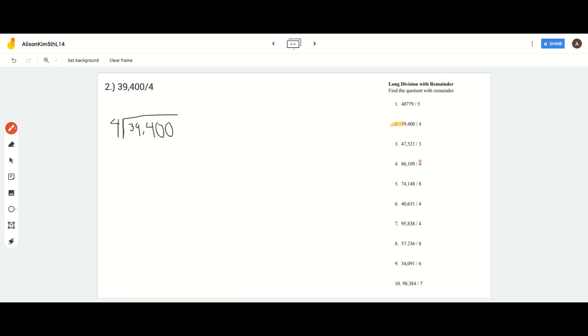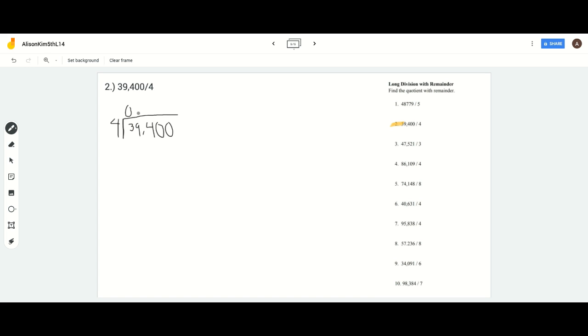Now we're going to go on to long division. We're going to do number 2 together. Number 2 gave us 39,400 divided by 4. So let's divide that out. How many times does 4 go into 3? 0 times, right? It can't go into 3. So we put 0. How many times can 4 go into 39? Well, let's see. 4 times 6 is 24. We could go a little bit higher. 4 times 7 is 28. 4 times 8 is 32, and we could still get a little higher.